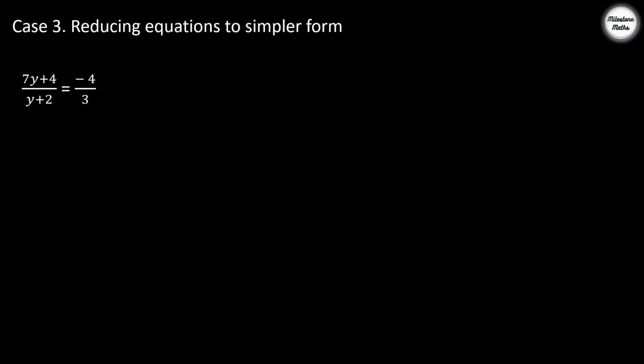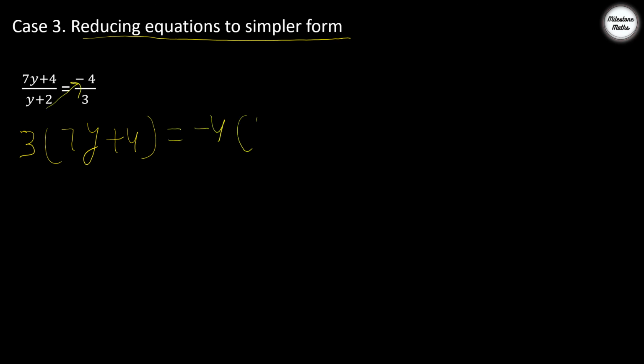Now let us take case 3, where you have to reduce the equation to the simpler form. Now you can see here the variable is y and it is given in the numerator and denominator also. Now we have to reduce it into the simpler form and then we will find the value of y. You can see these are equal, so you can cross multiply here, right? So if you cross multiply, this is 3 into 7y plus 4 equals, this is minus 4, and if you cross multiply this, it will become y plus 2.